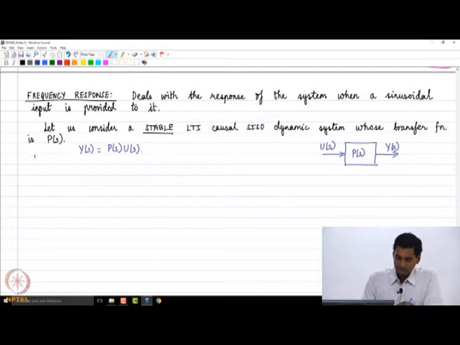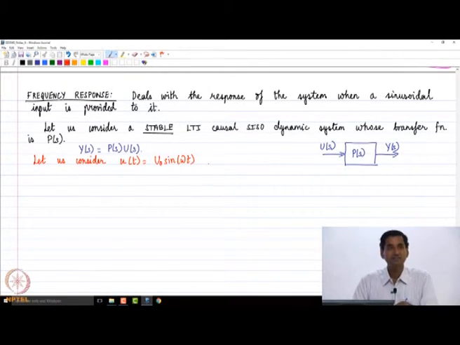So, let us consider u of t to be some u naught sin omega t. That is, we are considering a sinusoidal input, where u of t is u naught sin omega t. So, the input has a frequency omega and a magnitude of u naught, right.